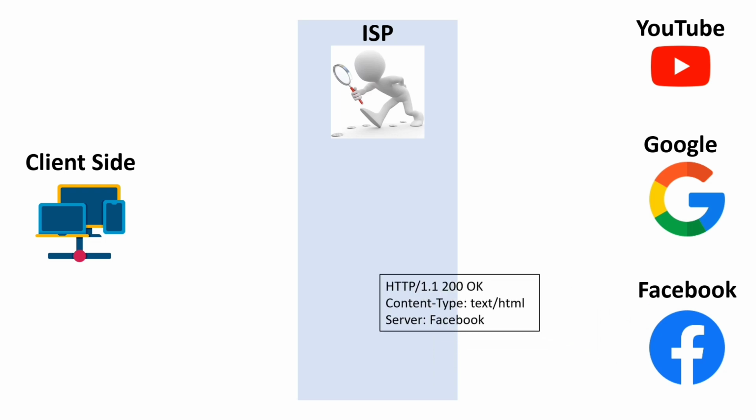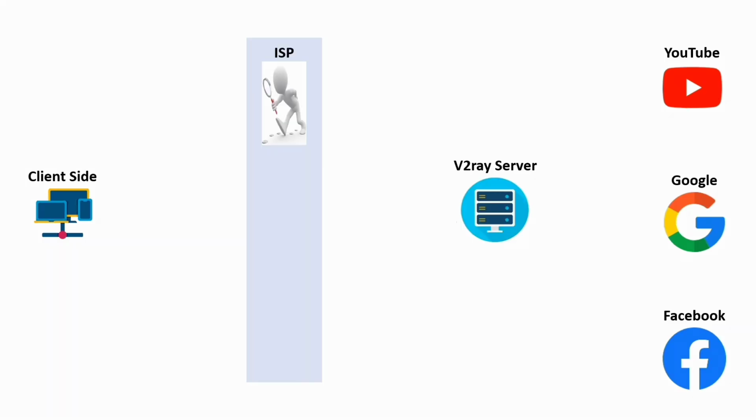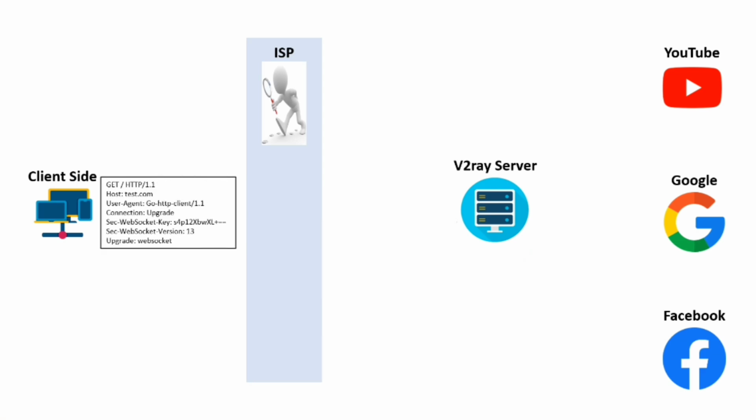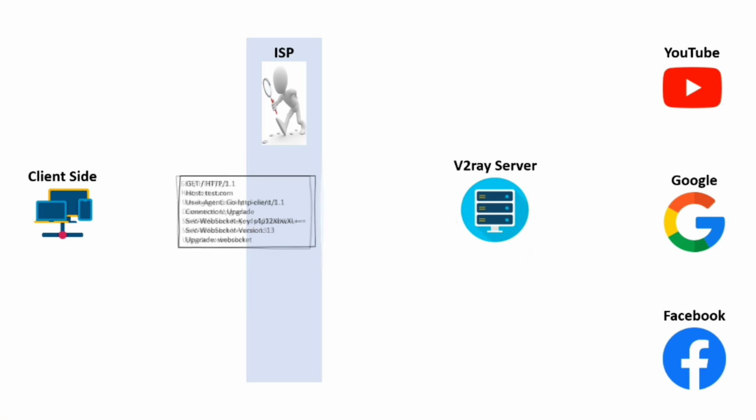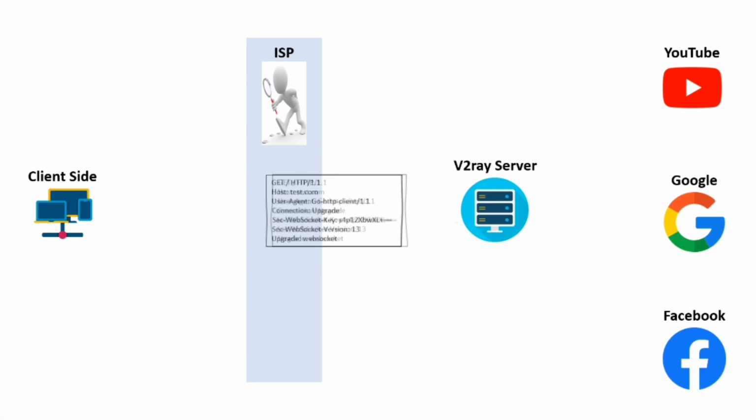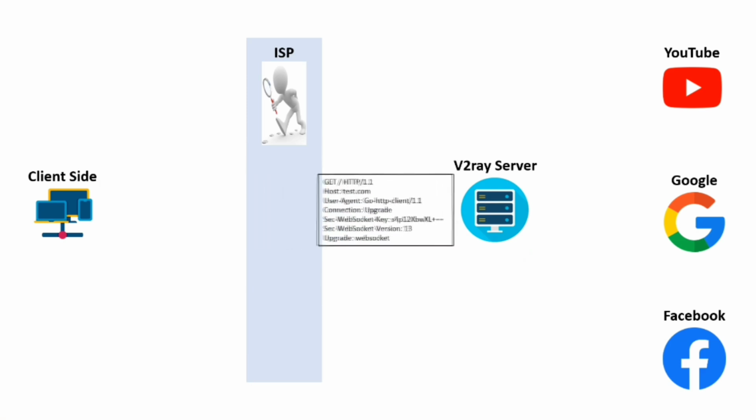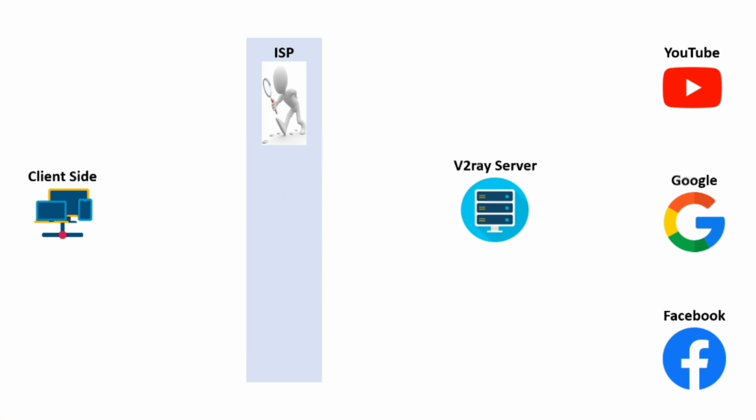Now let's see what happens when using V2Ray. You can see the V2Ray server is between the client side and the servers. Usually the V2Ray server is running on a VPS server. First, the V2Ray client sends a request to the V2Ray server. It is asking for creating a WebSocket connection. The ISP can see this request. You can change this request as you want. You can also use protocols like TLS.